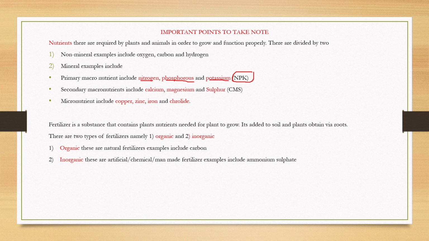Then we go to secondary macronutrients. Remember, macro means needed by plants in large amounts. Examples of secondary macronutrients include calcium, magnesium, and sulfur. And then we go to micronutrients. These are nutrients which are needed by plants in small amounts. Examples include copper, zinc, iron, and chloride. Then we are done with nutrients. What you need to know is the difference between non-mineral and mineral.